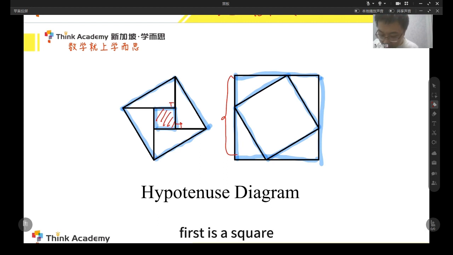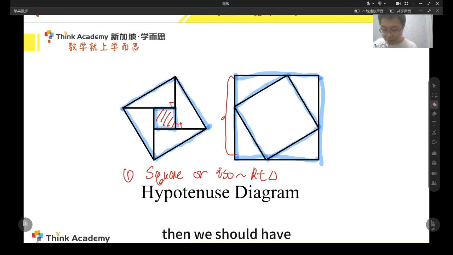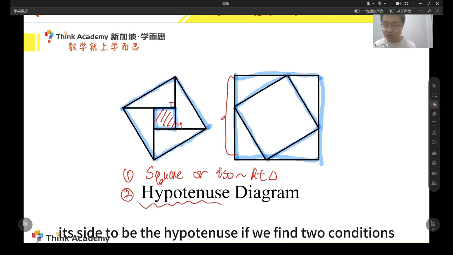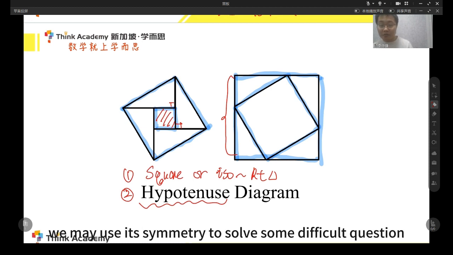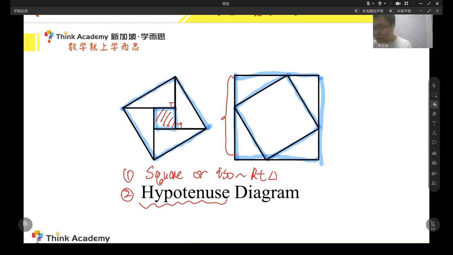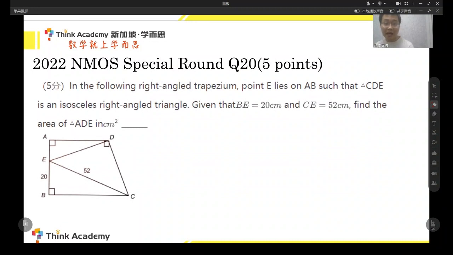So the first is a square or an isosceles right angle triangle. Then we should have its side be the hypotenuse. If we fit these two conditions, then in the figure we may use the hypotenuse diagram. We may use its symmetry to solve some difficult questions. The typical scene is just the 2022 question. So this is the last question here.